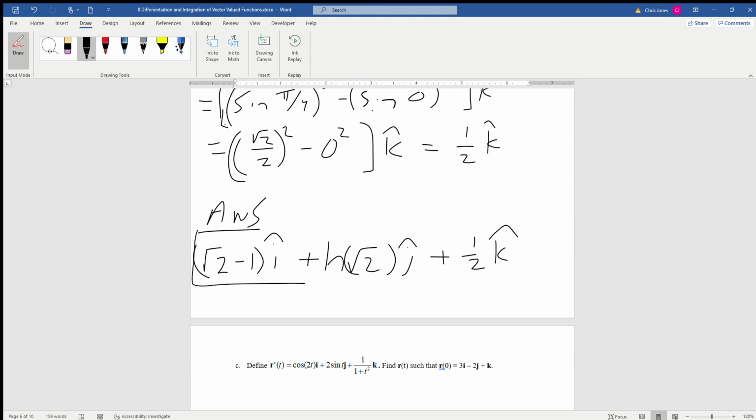So hopefully that gives you a good introduction to being able to complete antiderivatives with respect to these vector valued functions. The next step is to be able to take these and make them into initial value problems. So that'll be our last 2 problems in this section.